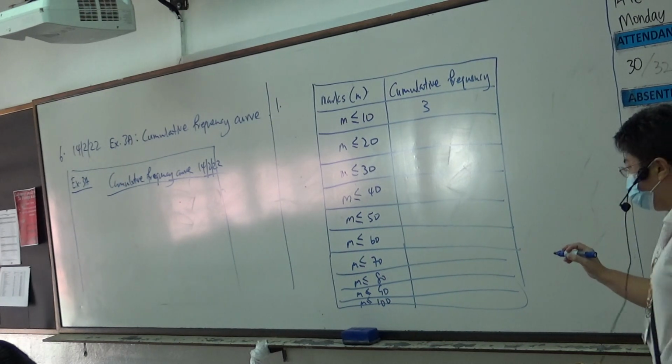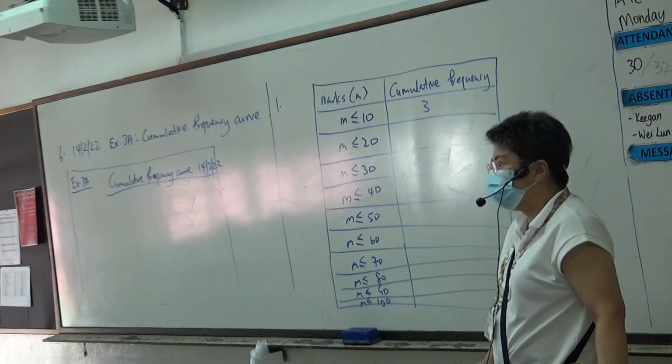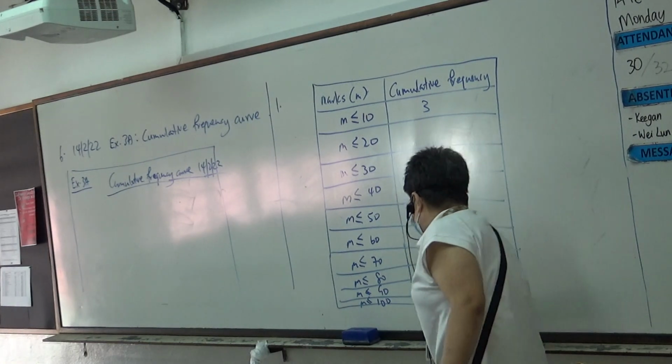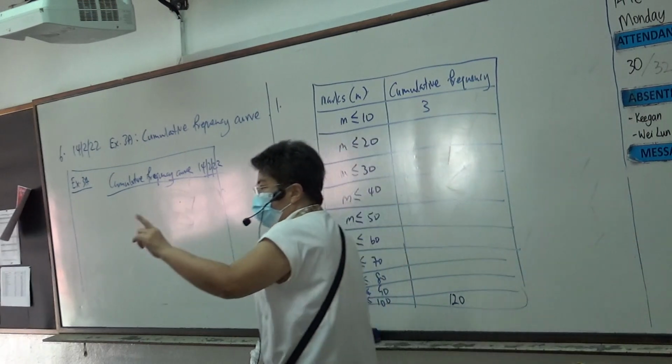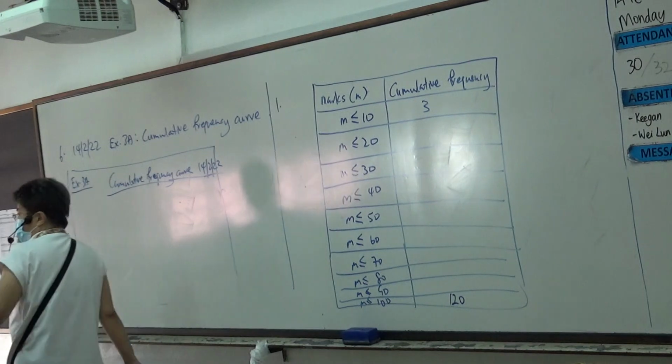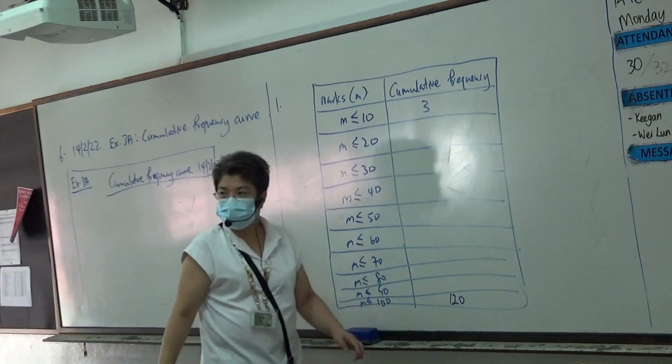Okay, I just want to know what will be the last number here. 1, 2, 0. Is this correct? It must be 120. If it's not 120, then something is wrong. Everybody clear with what I'm saying here? Are you okay in getting the cumulative frequency?